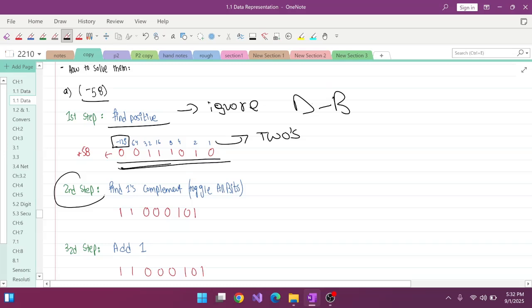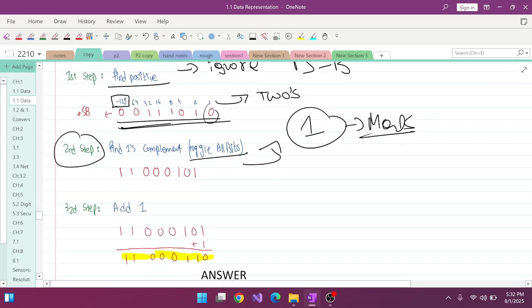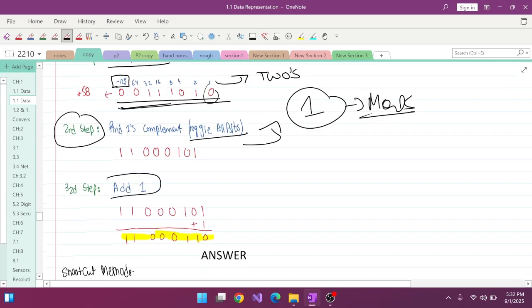After that, in the second step, find the one's complement. This is the most important step because it has 1 mark in the question, basically for the answer. The mark scheme requires that the one's complement is necessary. The one's complement means you will toggle all the bits. How? If there is 0, you will write 1, and so on. In the third step, this is our 2's complement. I add 1 to the toggled bits, and I finally get my answer in negative.